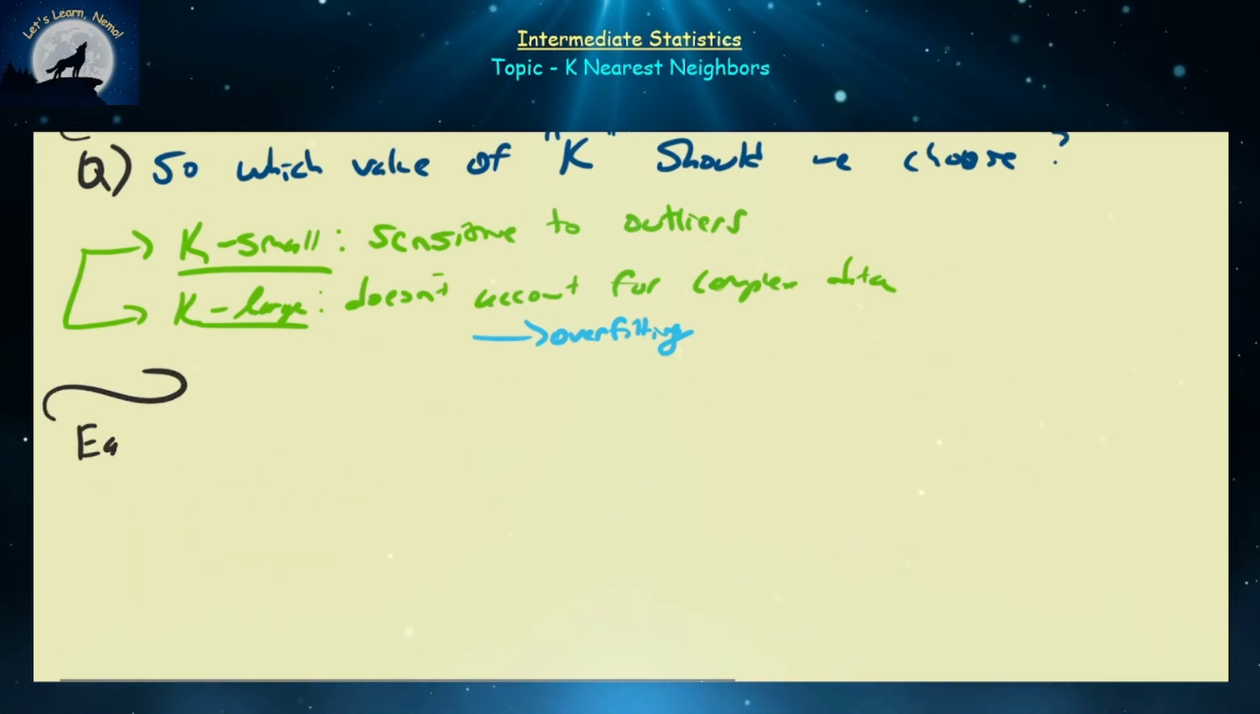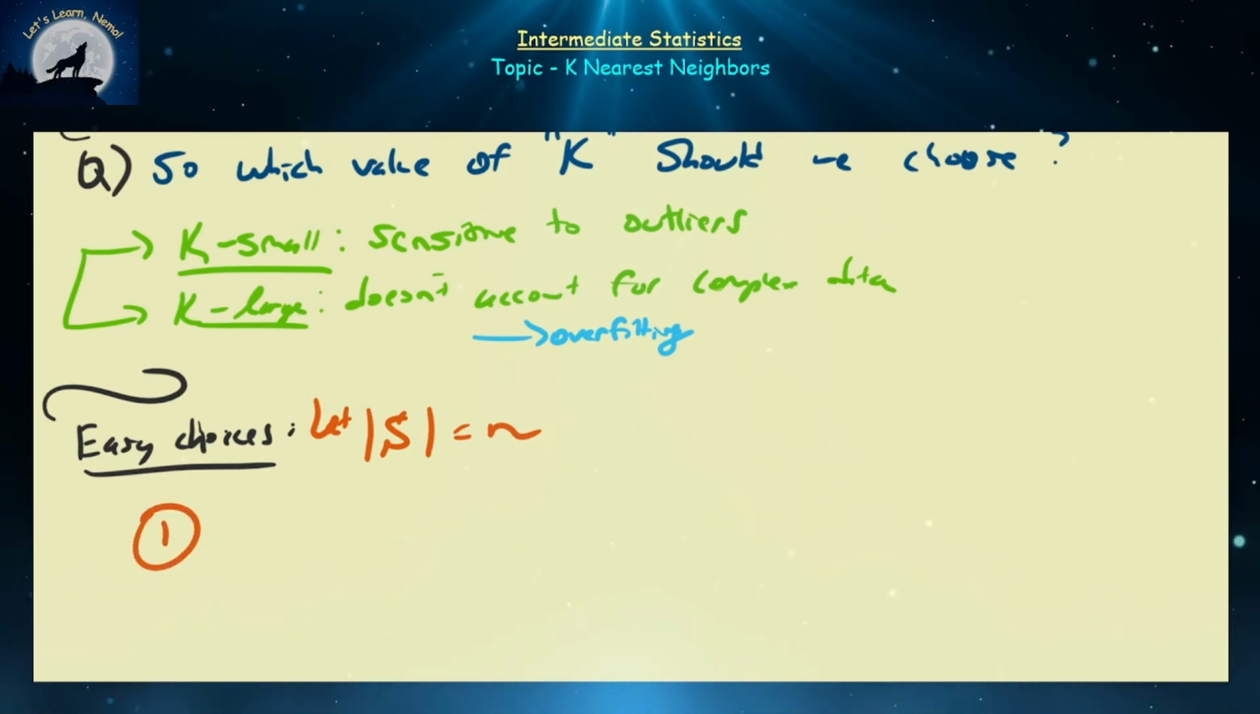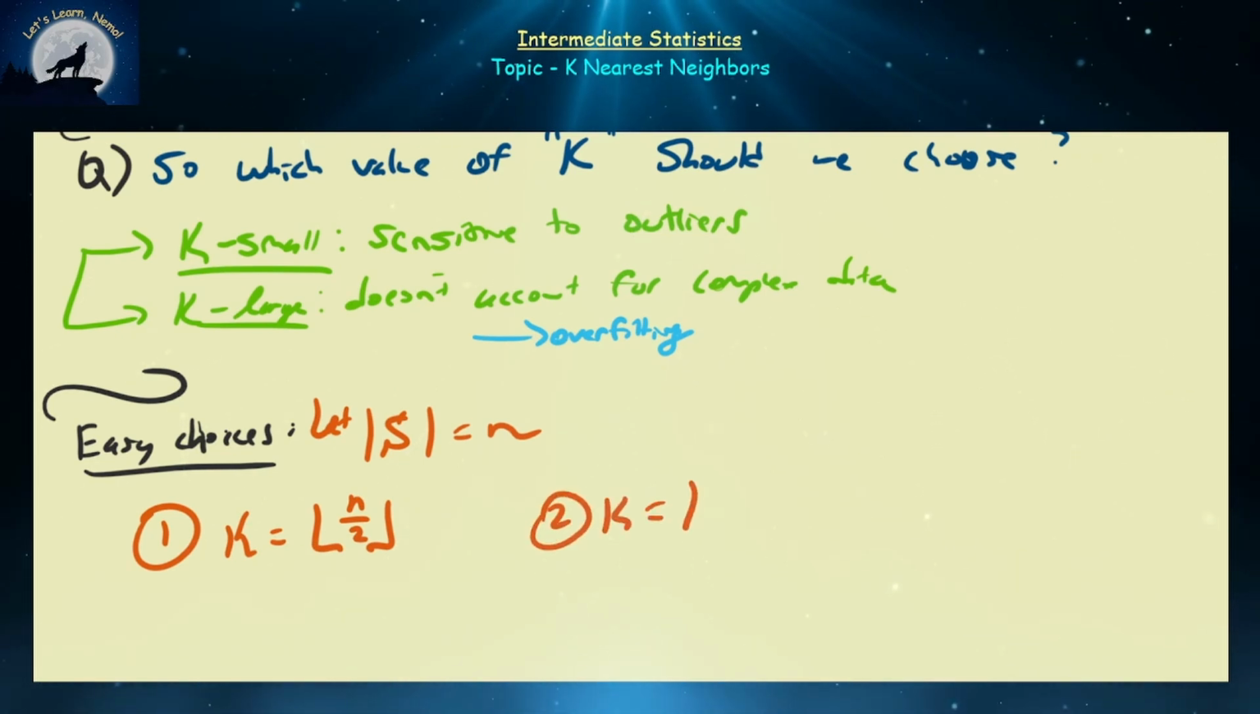So some easy choices, some very fast methods for k-nearest neighbors, consider the following. Let's assume that your sample set is of size n. Then some choices, as far as I know, there are no special names for these. You can choose k to be equal to the rounded down version of n divided by 2. Some people will call that the floor. Or you could choose k to be equal to the floor of the square root of n. Both of these are just very fast ways of choosing a value of k.